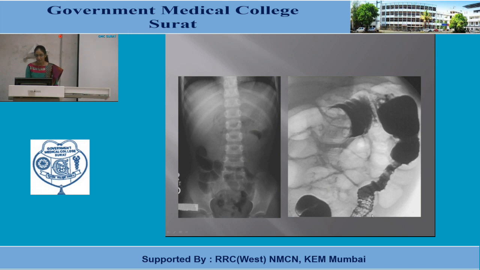This is a negative film of the barium enema study showing a large, well-defined radiolucency in the region of the transverse colon, which is obstructing the passage of the barium, giving a crescent surrounding the intussusception. This is colic type of intussusception.